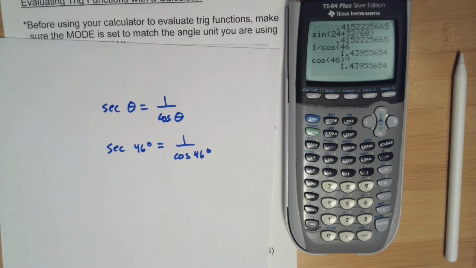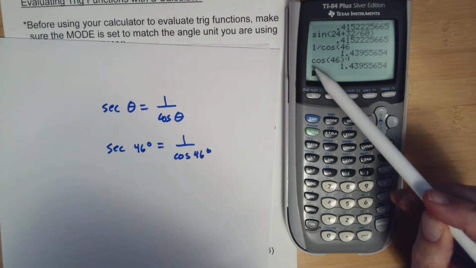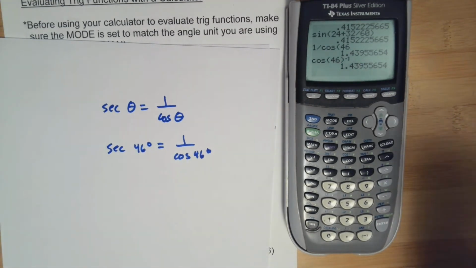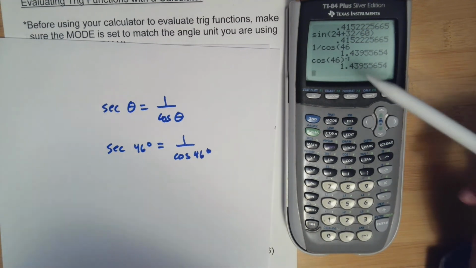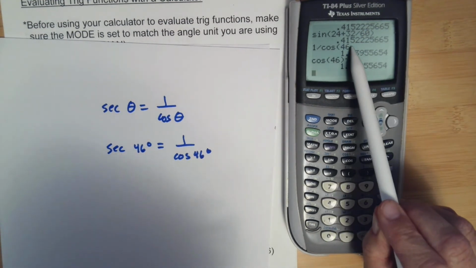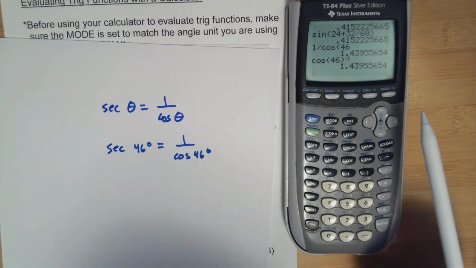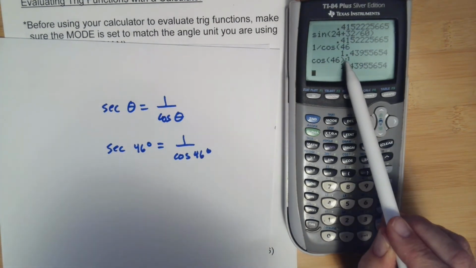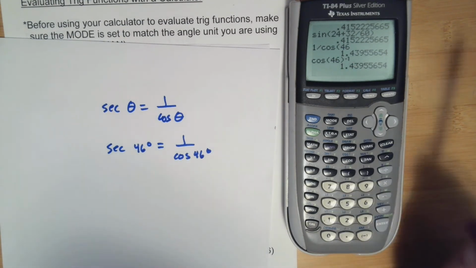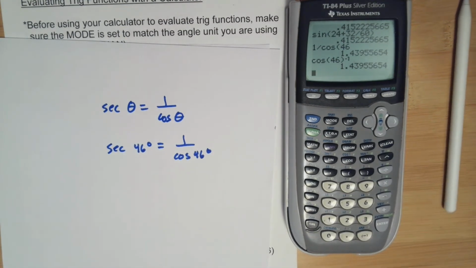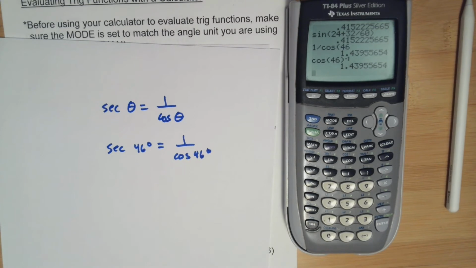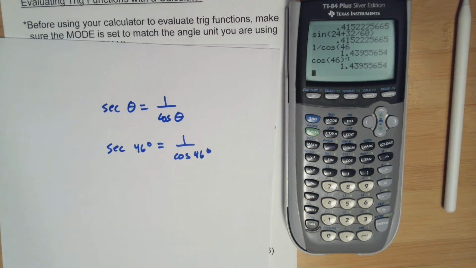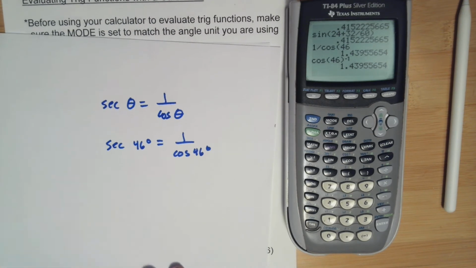Now, if you don't close the parentheses, it's going to take the cosine of 1 over 46. And that's not what we want. We want the cosine of 46, the reciprocal of that. So in this case, a lot of times, notice here I didn't put the parentheses in. A lot of times you can get away with that. But in this case, I need the parentheses so that it calculates the correct thing. Okay, so let's move on to a couple other examples just to have you work them out.